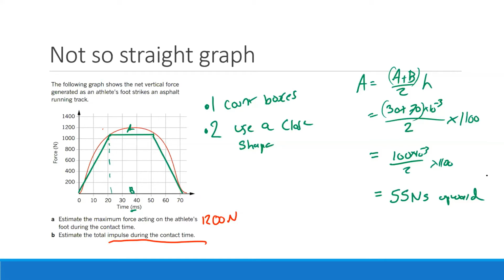Now, if you get a slightly different answer, that's perfectly fine, because the question says to estimate. In a proper exam or test, there would be a range of acceptable values, so you would have to hit somewhere in that range. Are there any questions on this not so straight graph?